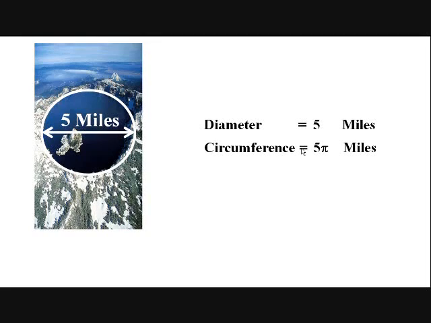But what does that tell us about our original question, the distance around the lake? Well, remember, the lake is not an exact circle. It's just kind of close to being a circle. So all we can really say here is that the distance around the lake is about equal to 5 pi miles, which in turn is about equal to 15.7 miles.